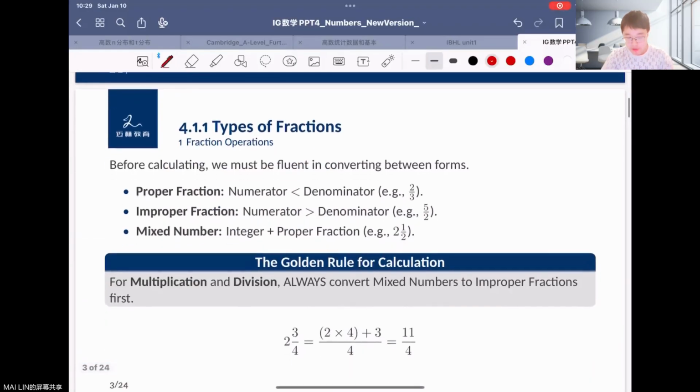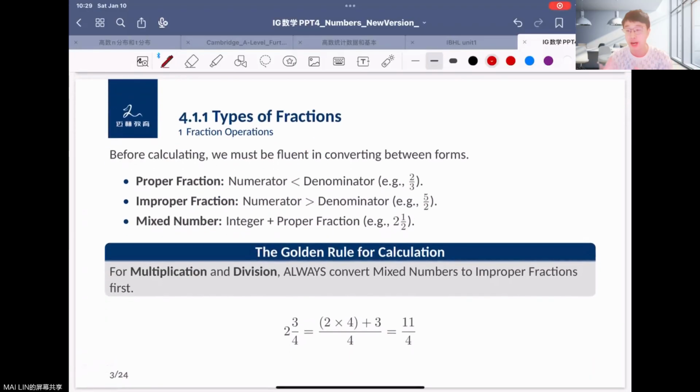First we have to know what types of fractions, or what the categories for fractions, there are. Here I divided the fraction numbers into three parts. First is the proper fraction, for example 2 over 3. You can find the numerator is smaller than the denominator, 2 is smaller than 3, right? So this kind of fraction is always smaller than 1. Very easy, right?